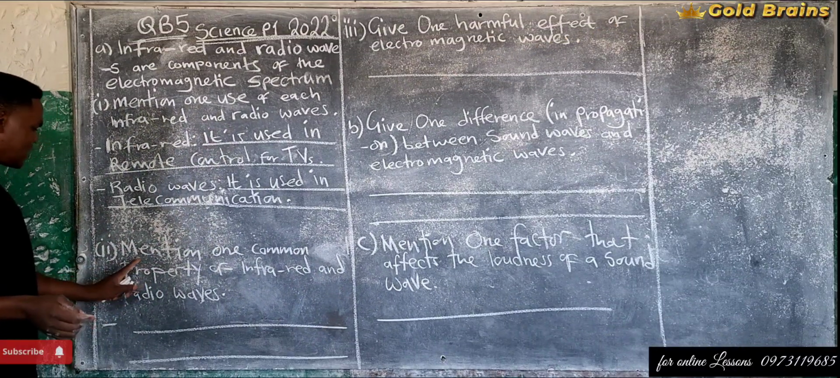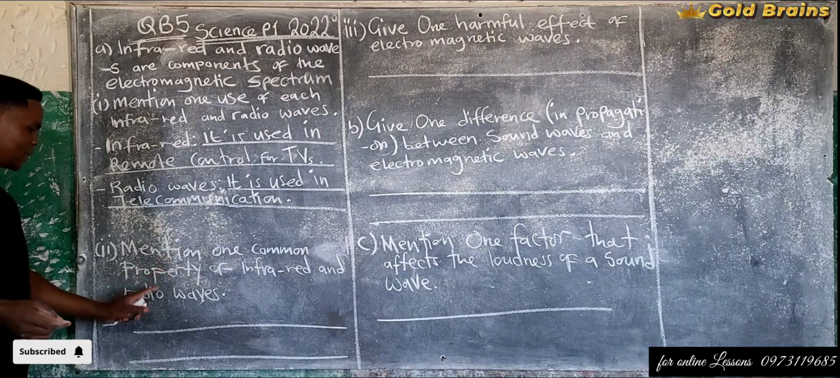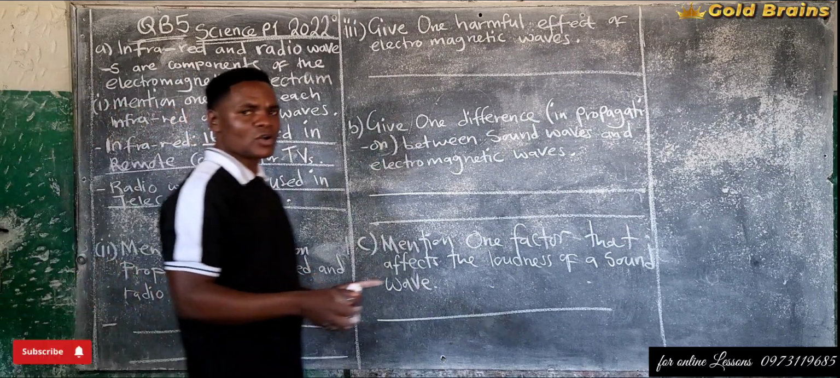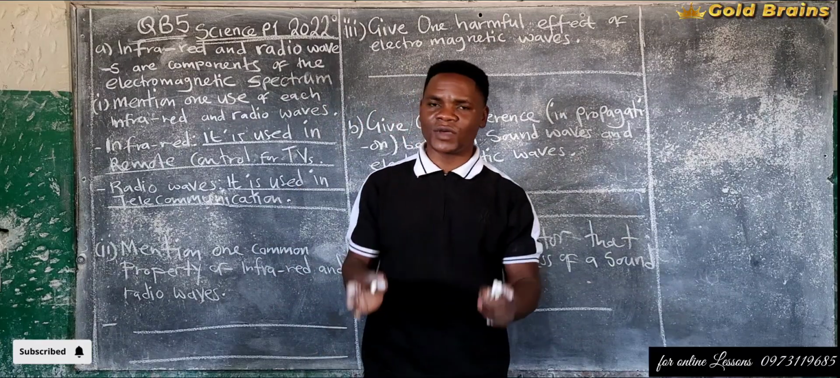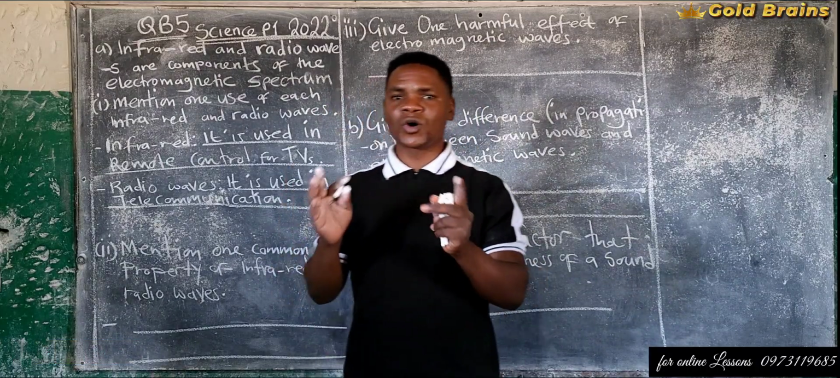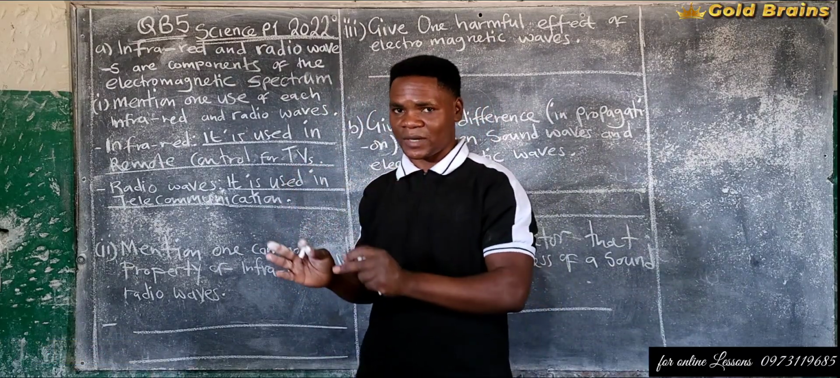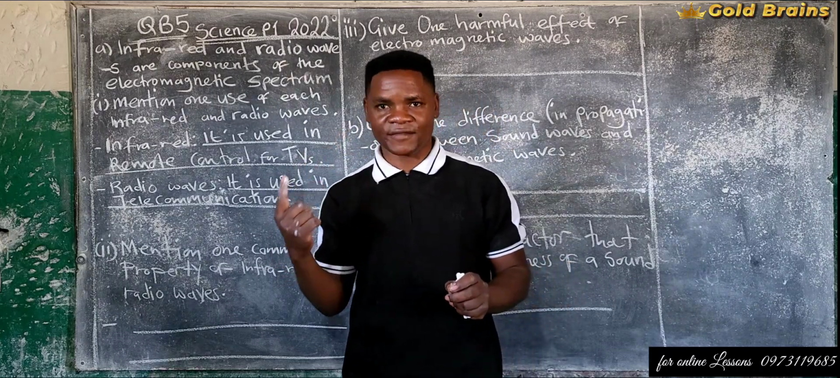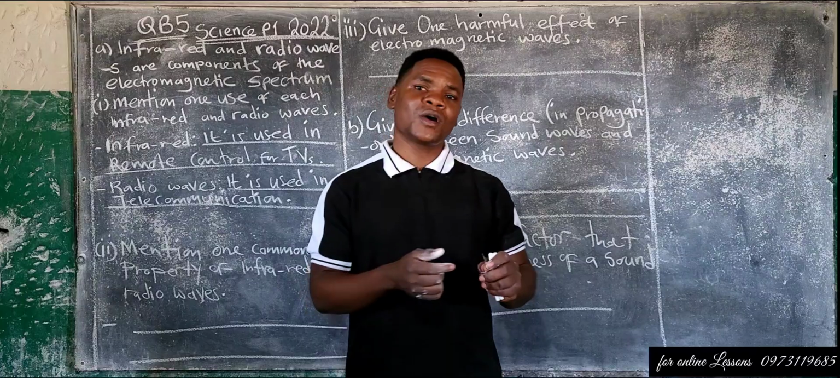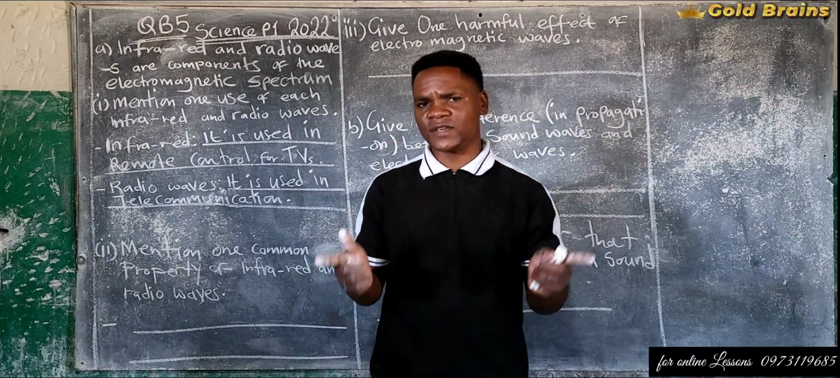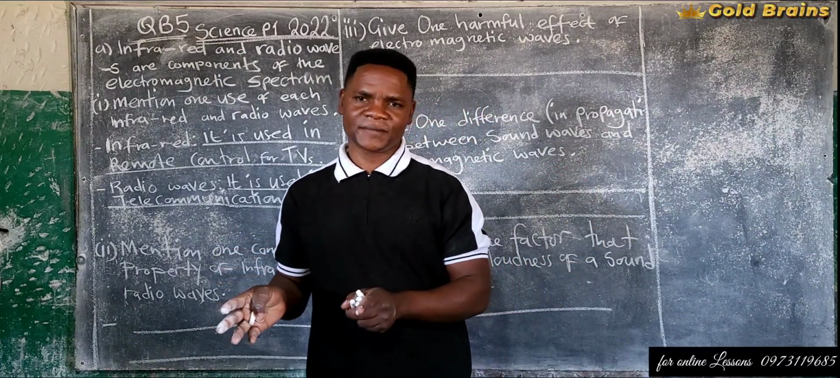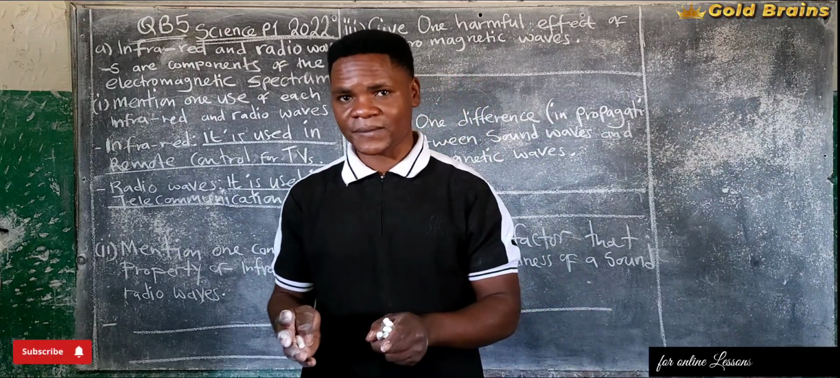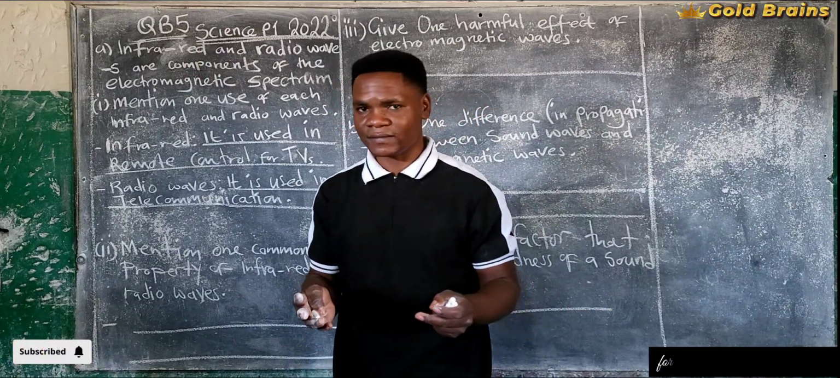Now they're saying, mention one common property of infrared and radio waves. Remember that infrared and radio waves are both components of the electromagnetic spectrum. They all travel at the same speed, which is the speed of light in a vacuum, and they are all transverse waves. Not just that, they do not require any medium for propagation. So we can pick any of the following.